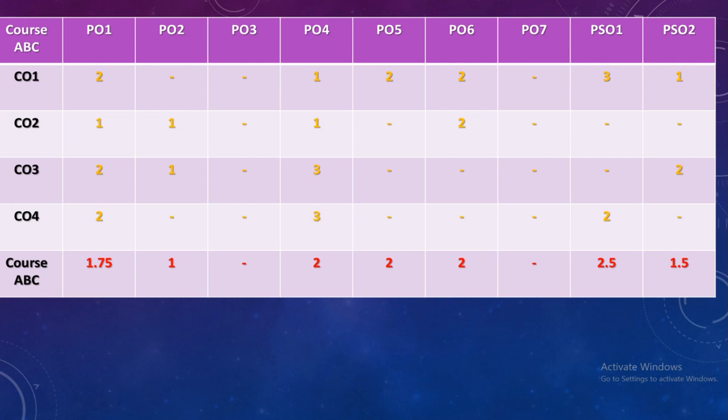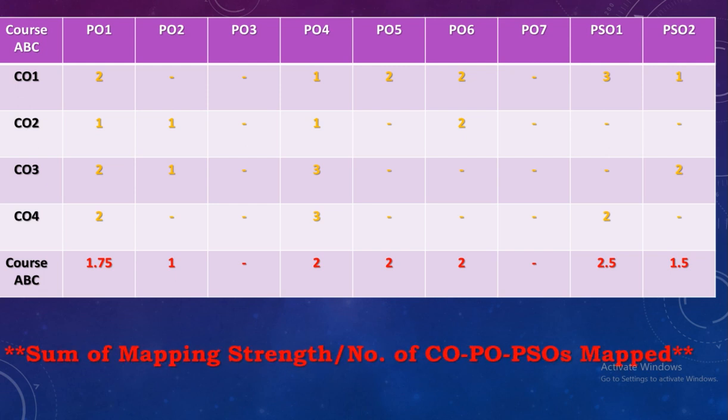So you see the formula has also been given there. The formula of ascertaining the entire mapping strength of the course is the sum of the mapping strength of all the COs divided by the number of CO-PO-PSOs mapped. That means if we take an example, just look at PO1, here we shall find all the 4 COs have been mapped and assigned some values in terms of PO1.